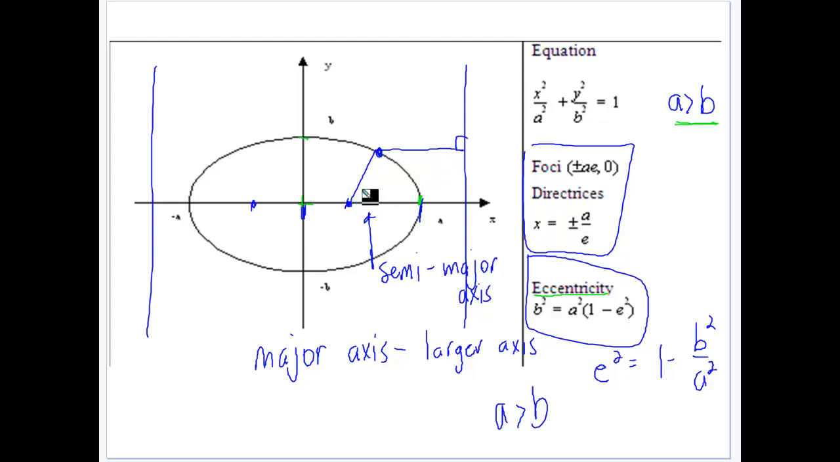So because the distance to the focus is less than the distance to the directrix, so we're going to get a fraction. And the closer it is to 1, that means basically the flatter the ellipse is going to be, because the focus moves closer towards the center of the ellipse and the directrix moves away. The closer it is to a circle, the closer these two are going to be.